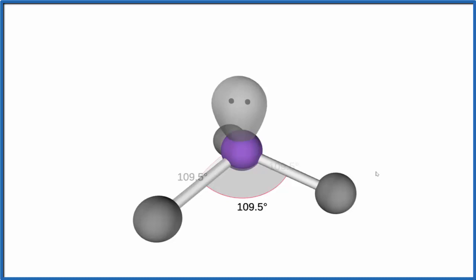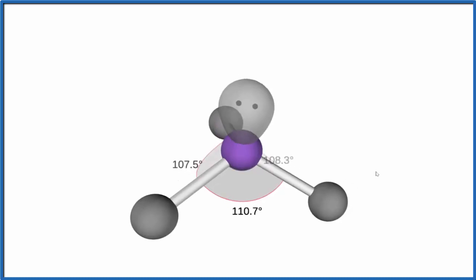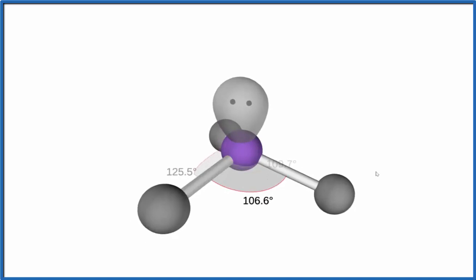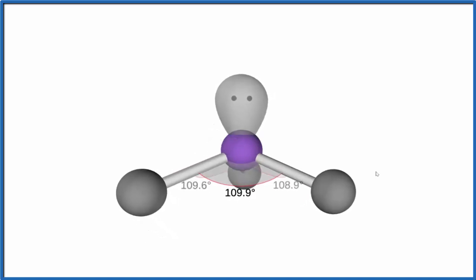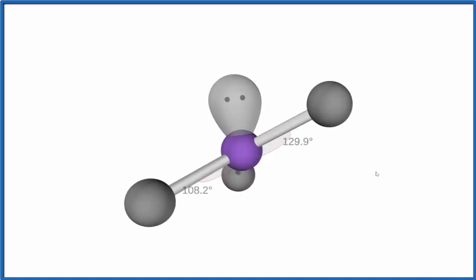The ideal bond angle, 109.5. But again, this lone pair here is more repulsive than these atoms, so it's going to push them down and force them closer together. That'll give us a bond angle less than 109.5. Back to our Lewis structure.